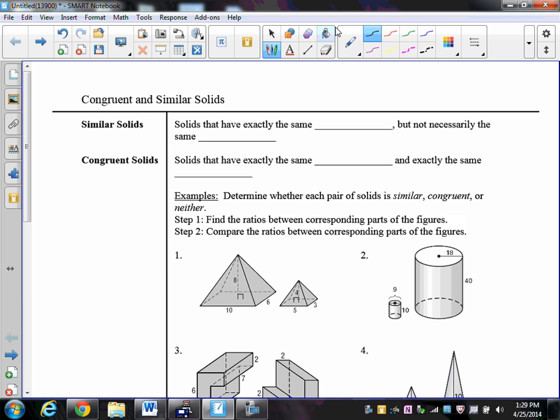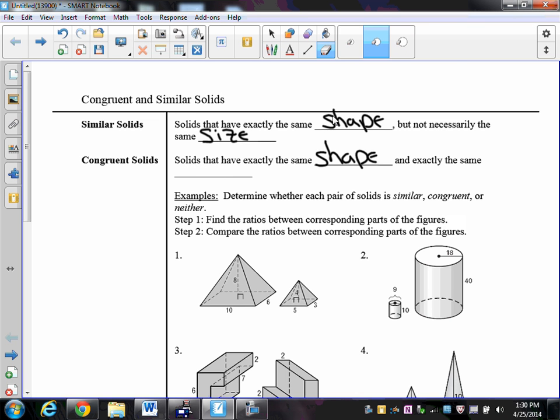Similar triangles had exactly the same angles and shape, but they didn't have the same side lengths. The side lengths were in proportion. So what we want to fill in here is that solids that have exactly the same shape but not necessarily the same size are similar. And just like congruent triangles that had exactly the same size and side lengths and shape, we're going to say that congruent solids have exactly the same shape and exactly the same size.